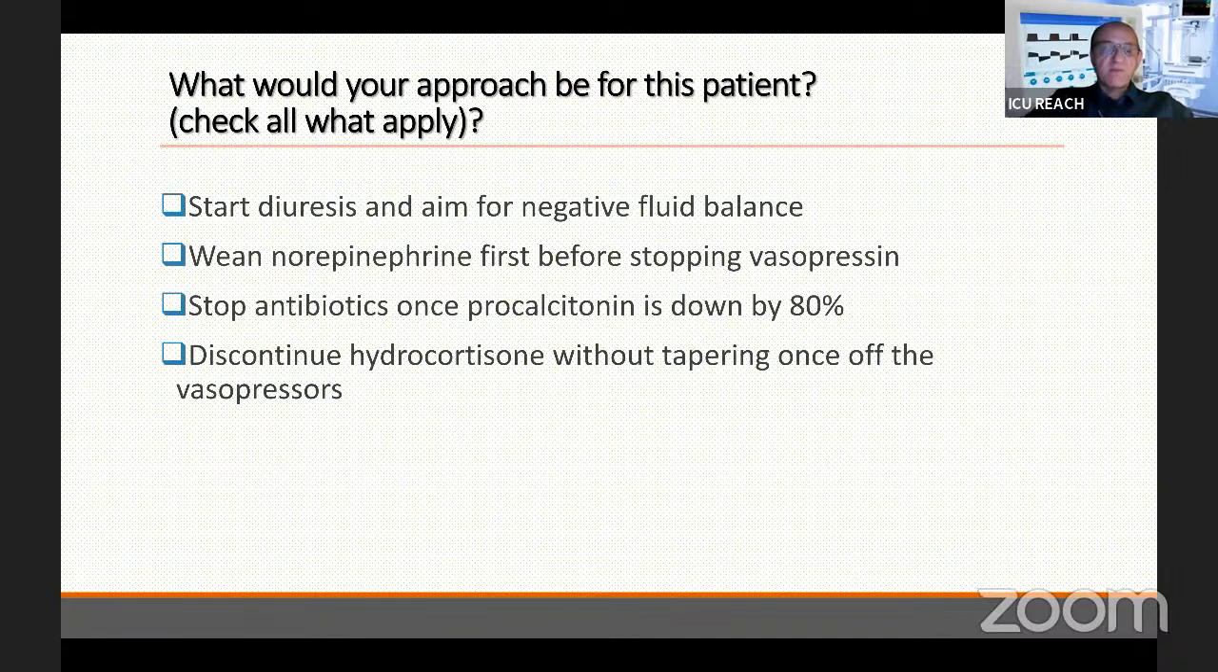If you want to complete 5 days as per ATS guidelines, that would be fine. You can discontinue hydrocortisone without tapering. There's no need to taper the hydrocortisone. You just stop it right away and monitor the patient. Your patient is still in the ICU. If he becomes hypotensive, you can manage.